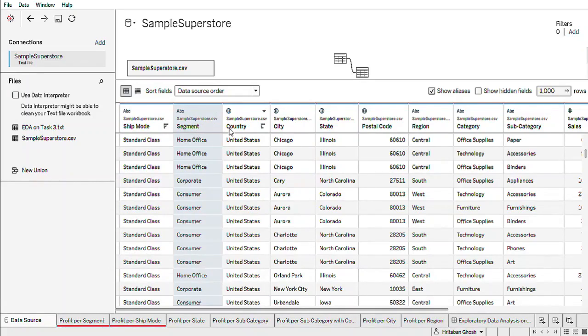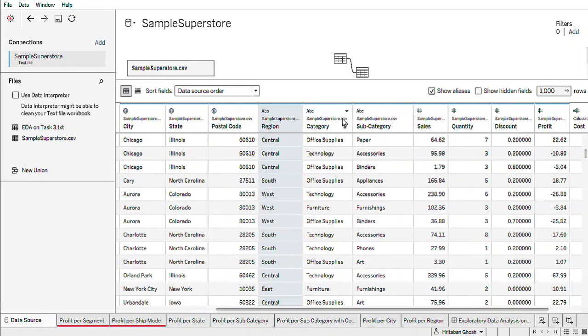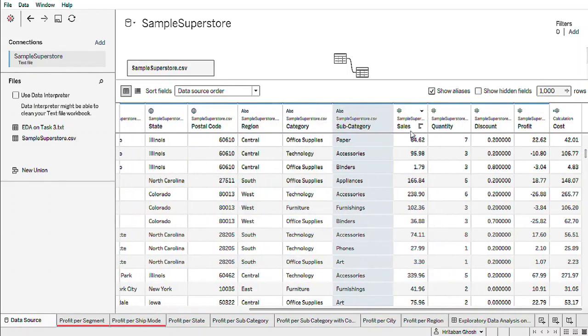The next few columns, which are country, city, state, postal code, and region, collectively tell us where exactly the Superstore is located. The next 2 columns, category and subcategory, tell us which type of products the Superstore sells. The next 4 columns, sales, quantity, discount, and profit, show us the dynamic of the Superstore. Sales tells us how much the Superstore has sold. Quantity tells us how many products the Superstore has sold. Discount tells us what kind of discount the Superstore gives on those products. Profit tells us how much profit the Superstore makes.